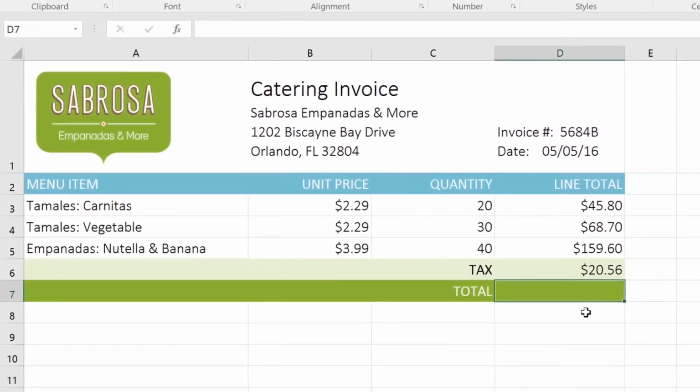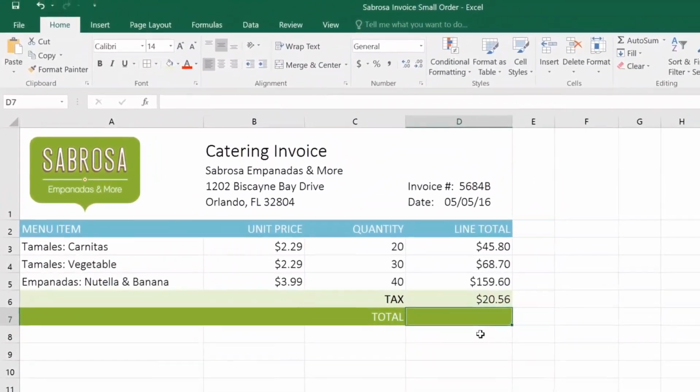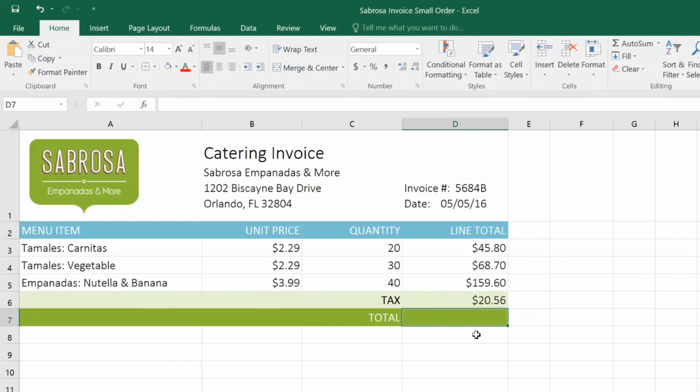Writing complex formulas really isn't that difficult once you know how they work. Just remember to use the order of operations and you'll get the correct answer every time.